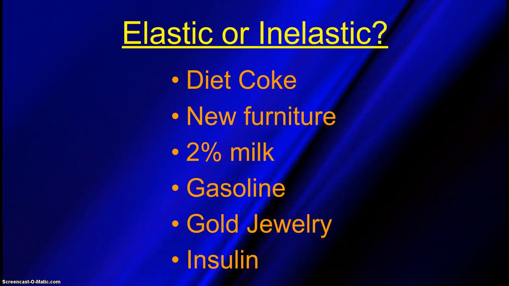So Diet Coke, we said, would be elastic because you have substitutes. New furniture for your home, you would have very elastic demand. That's a big purchase. There are substitutes. You can buy used furniture instead. It's not a necessity right now.